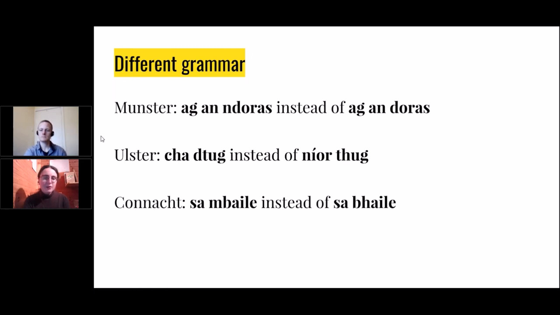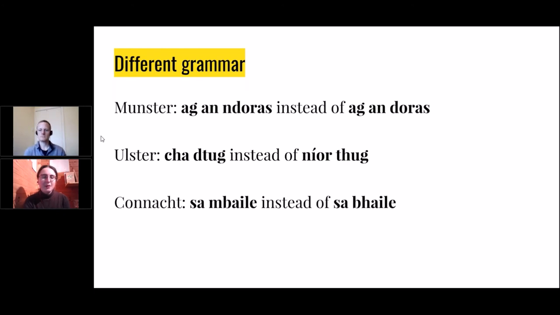So Ignorus instead of Igan Doris, Cha Dug instead of Near Hug. That's the thing in Ulster, you get Cha instead of Ni. That's their sort of negative. We have Ni or Near or Neil in Connacht and Munster, but in Ulster they have Cha or Can. As long as you know it, it makes way more sense.